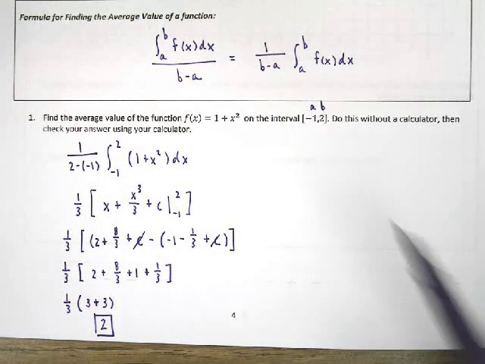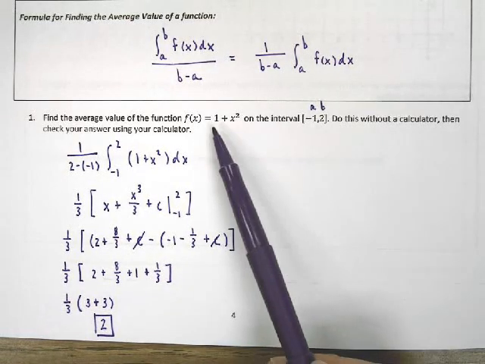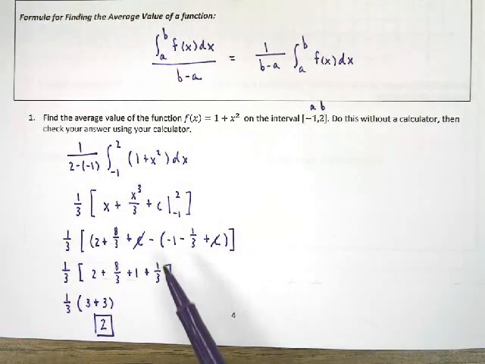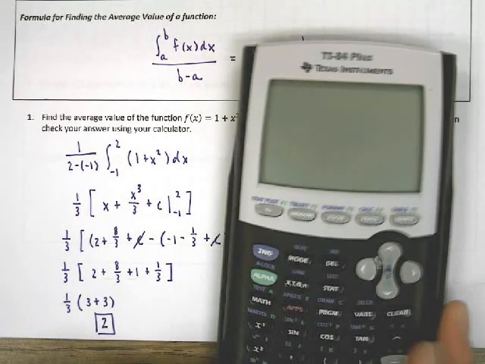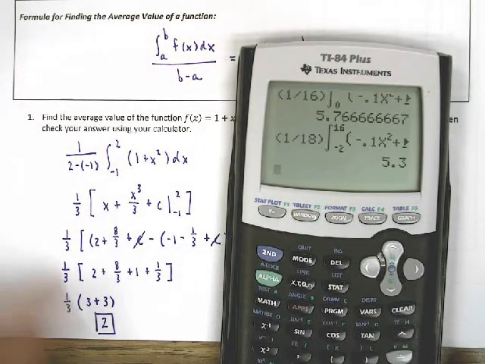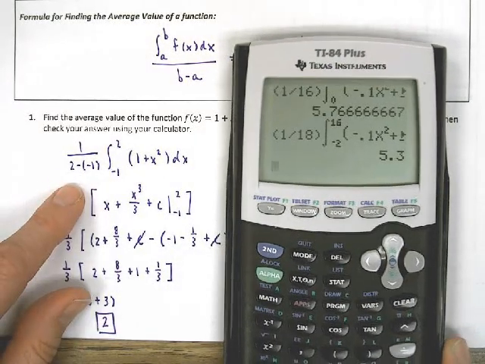So again, the idea is that if I were able to add up all the y values of this function from the interval of -1 to 2 and divide them, I would have an average value of 2. Now, it says to do this without a calculator, then check. So obviously now I can just type in what I've got.